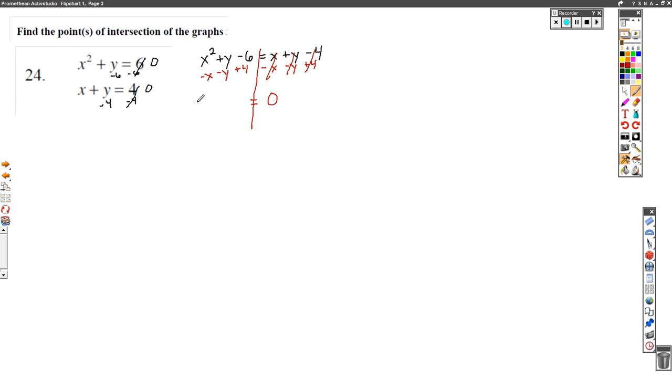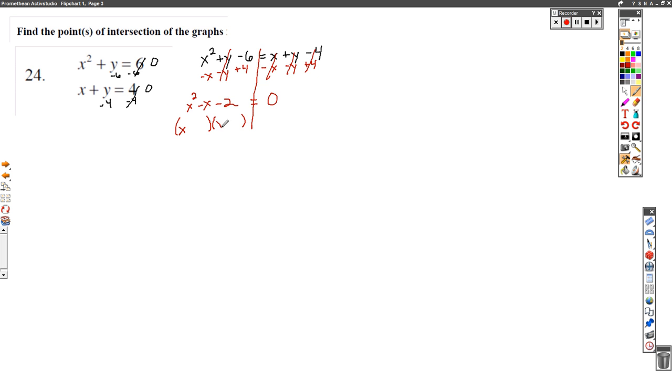Okay, so we have x squared minus x. Notice the y's are going to go away. Negative 6 plus 4 is negative 2. So the y's are not a problem anymore. But now we have to figure out what x is going to be. So we have to factor this. It does resemble the quadratic trinomial.